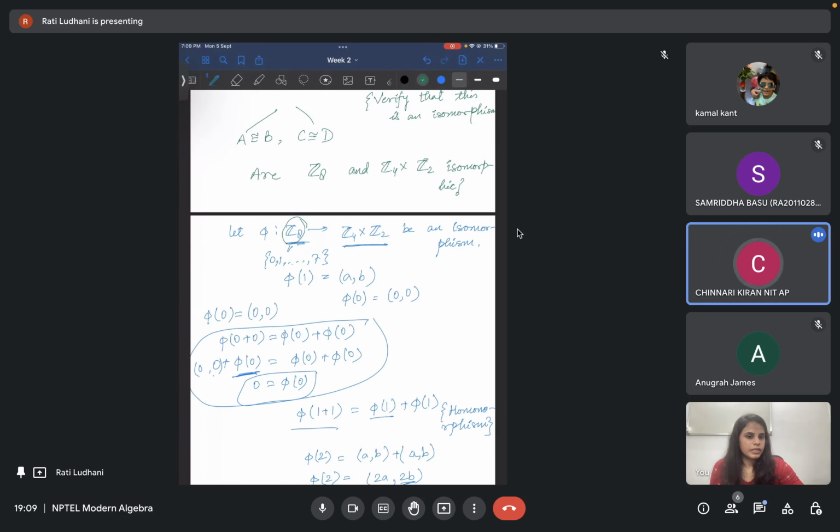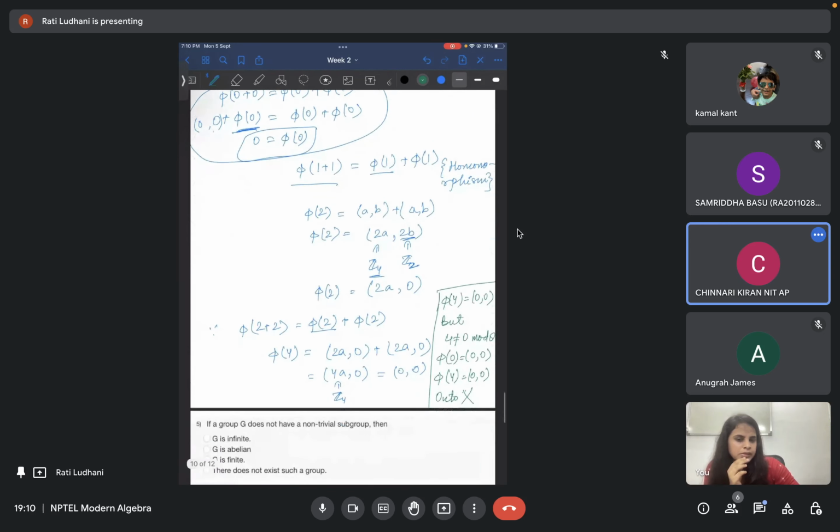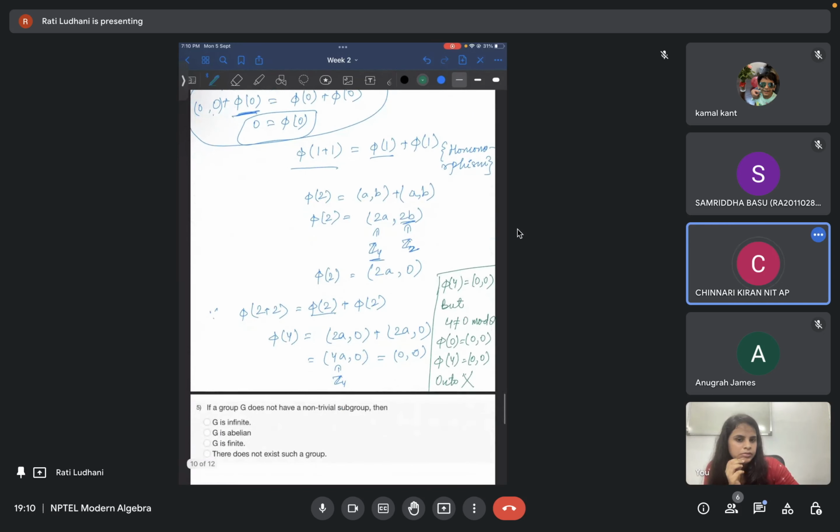Ma'am, can you explain it? Why the Z2 value? Sorry? Can you tell me which step? Phi of 2 is equal to (a, 2b). Then the next step, phi of 2 is equal to (a, 2). Okay, so why is 2b equal to 0, you mean? Yes. Okay, so we are in Z2.